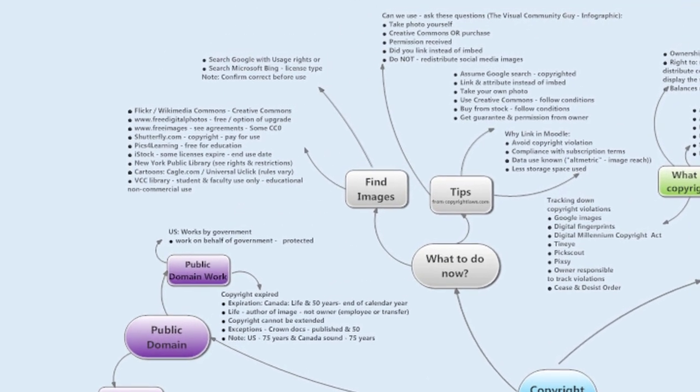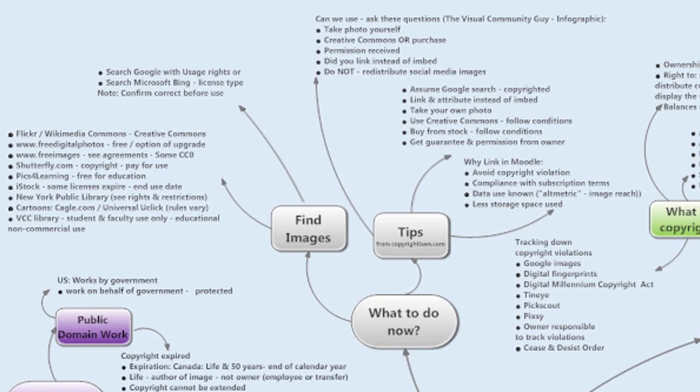So now that you've heard all the requirements, now what do? Well, if you want to find some images, I'd recommend searching Google and just using the usage rights. So there's a way to actually say that you're looking for Creative Commons licenses or something, and search for material. You can also use Microsoft Bing and look for a license type.